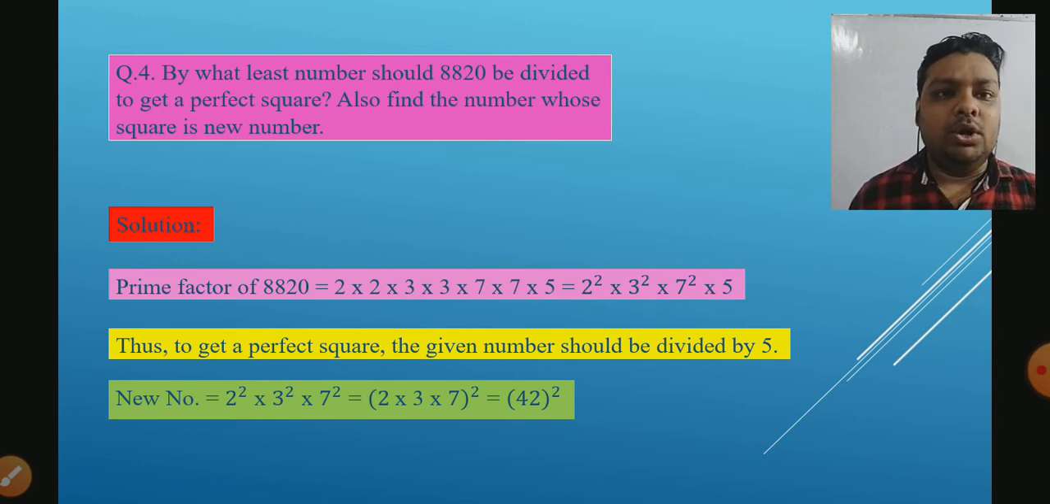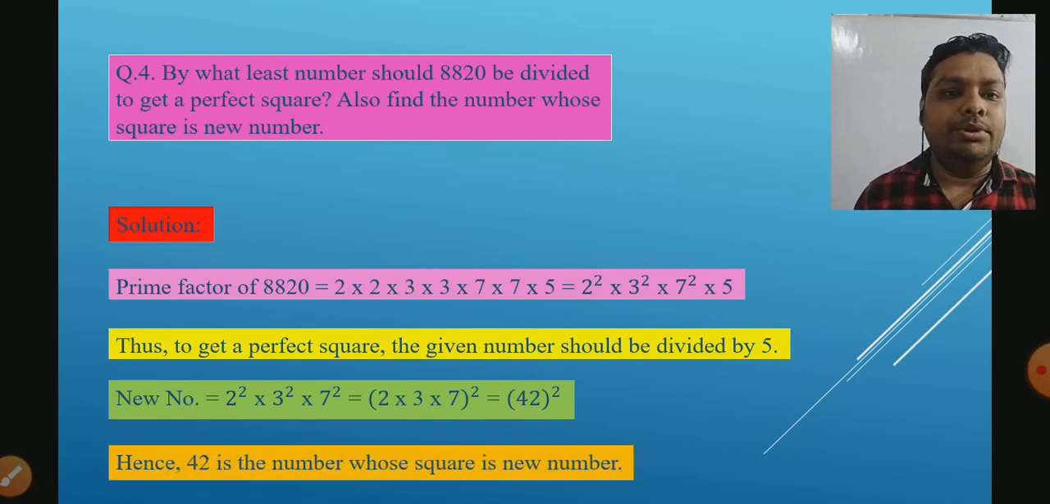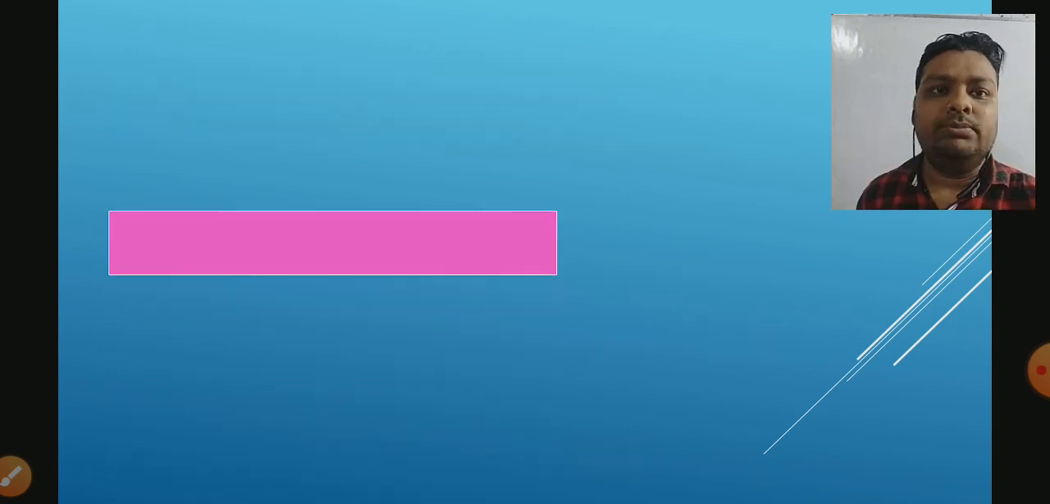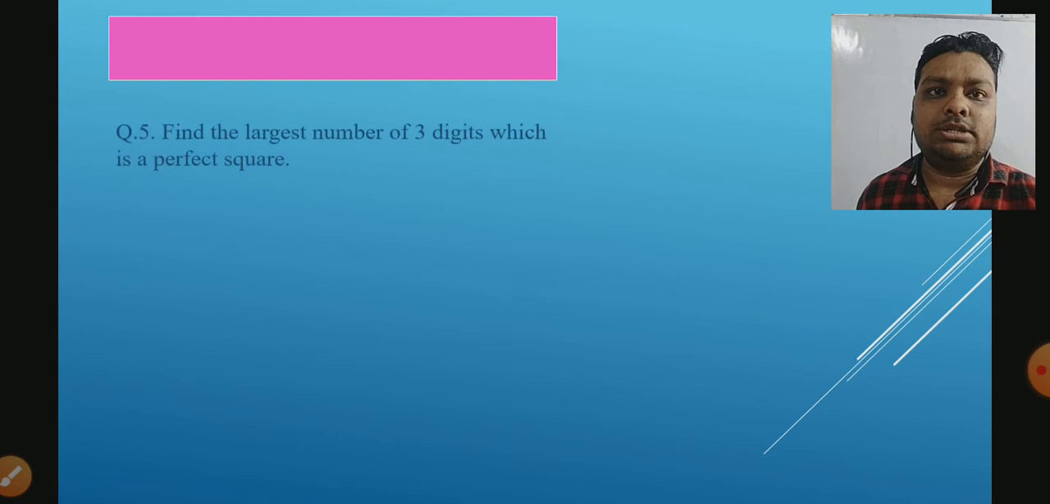Then we will get only 2 square into 3 square into 7 square. Again we will write all the bases in product and the common exponent as 2. So it will be 42 to the whole square. So we can say that 42 is the number whose square is the new number. Okay students, so I hope that you all have understood. So let's solve another question.